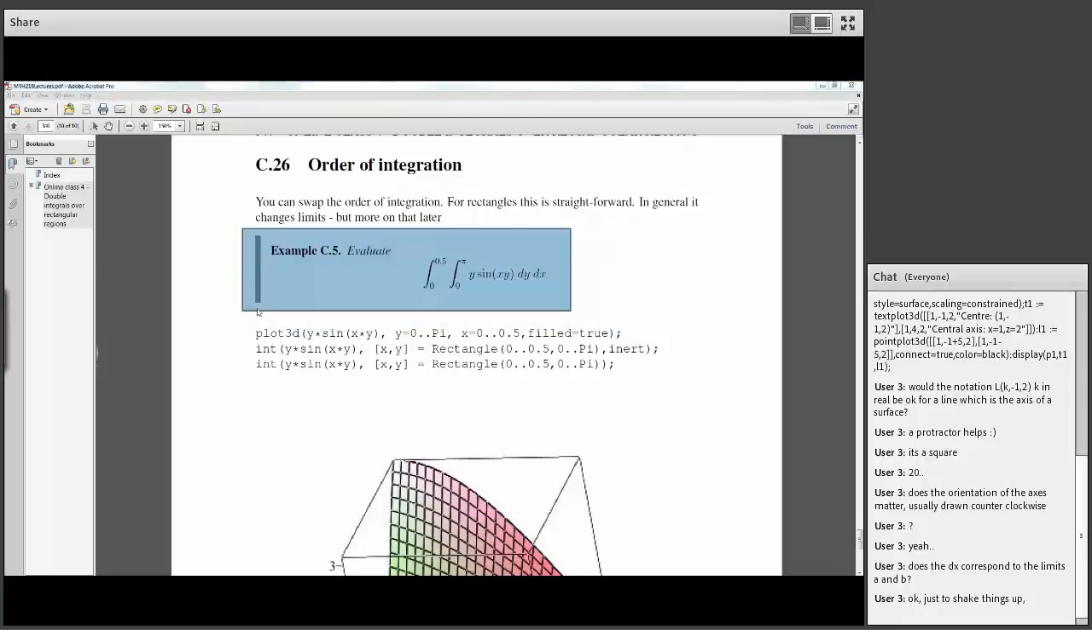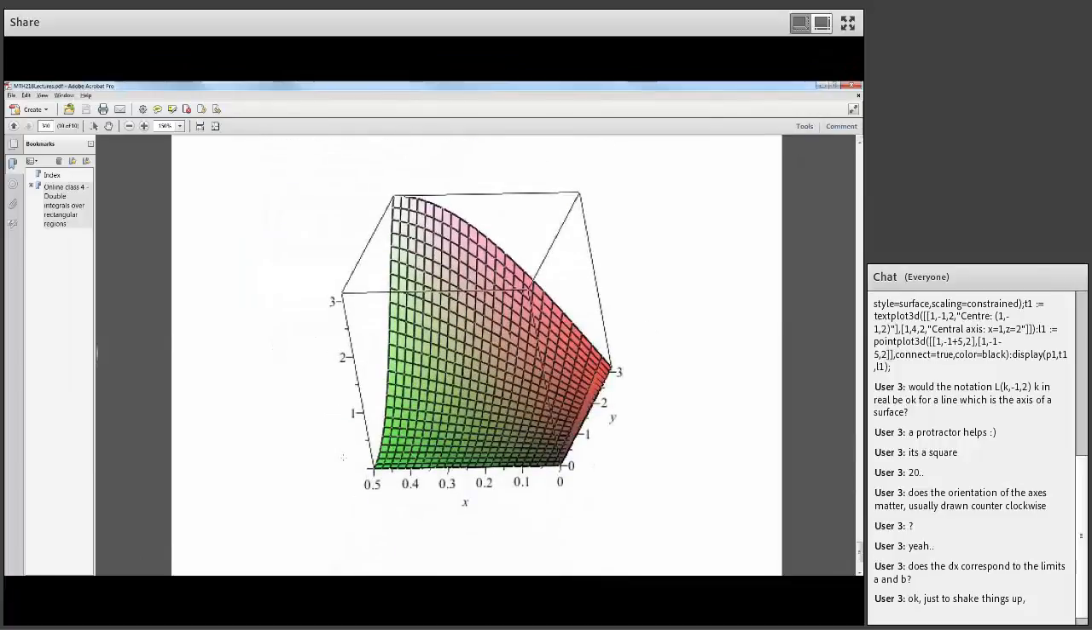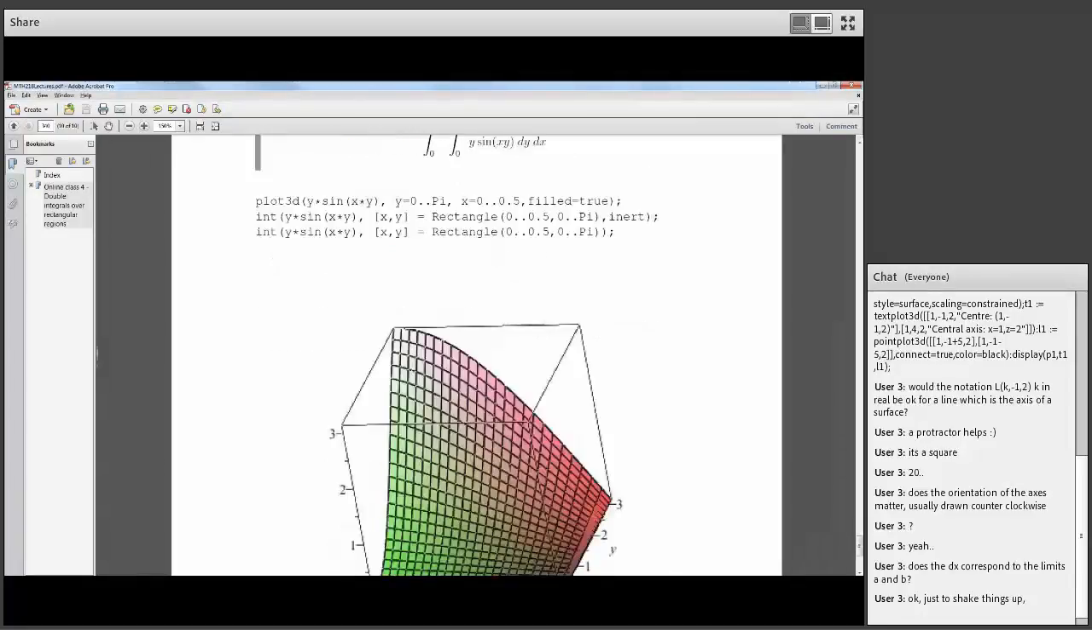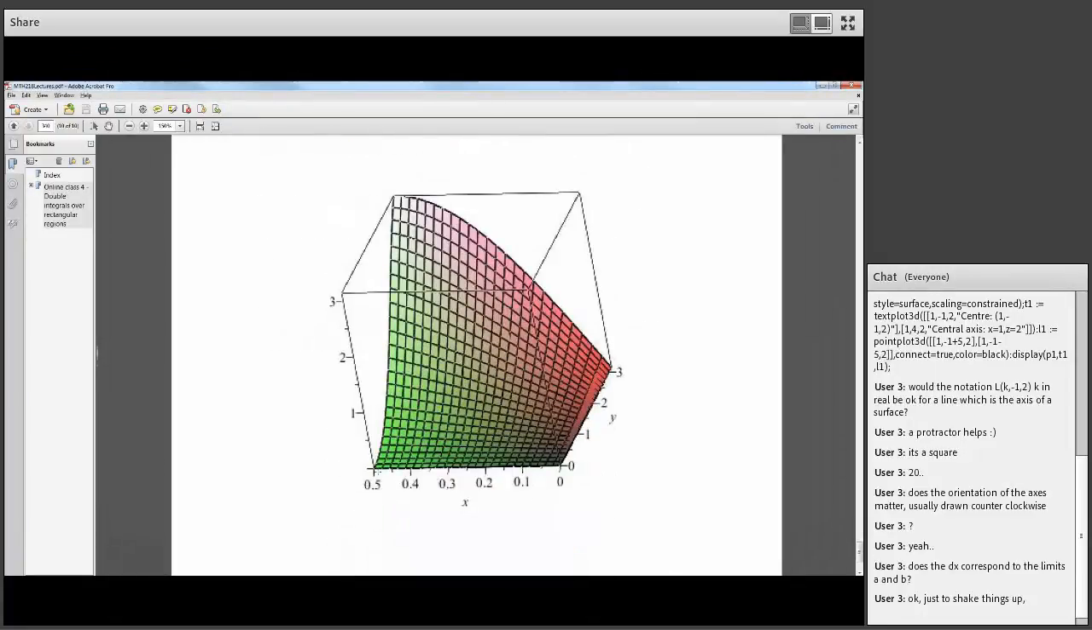So let's have a really quick go at this one. This is the region, and looking at it now, it looks different to before. This is the surface y sin(xy). You can see it follows the axis. It's actually on the axis at two points and then rises up really highly as you get away.